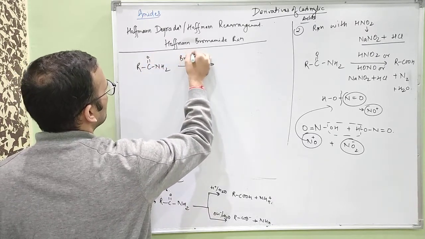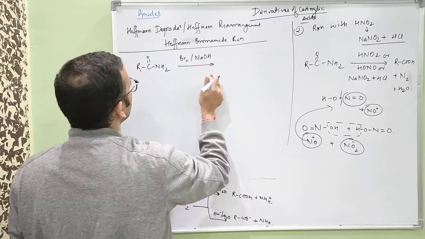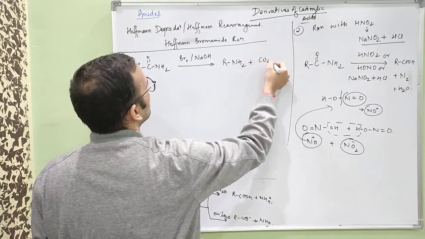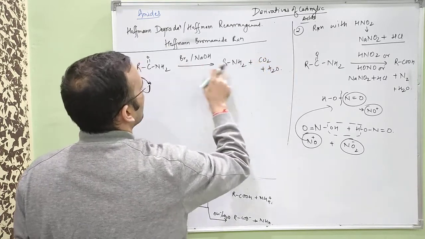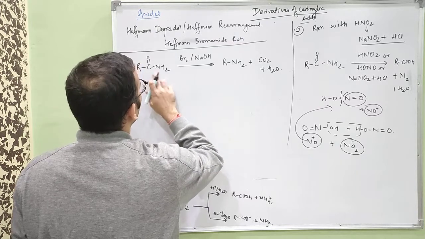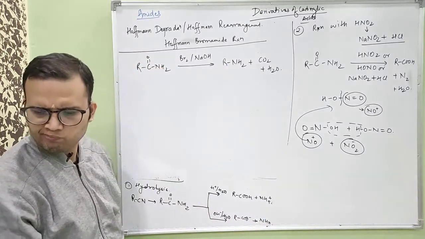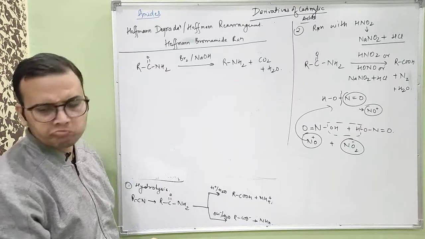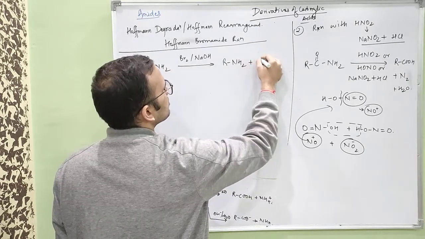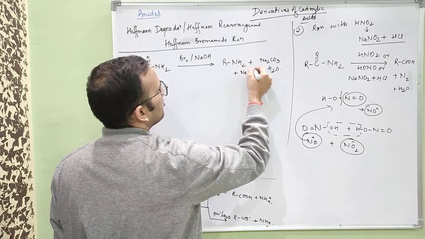is reacted with Br2 in the presence of NaOH or KOH, any of the two bases, and these have to be cold. Okay, so we get RNH2 plus CO2 plus H2O. Just wait a minute. Br2 and KOH. Okay, no, not CO2. Because NaOH is there, we will get Na2CO3 instead of this, and NaBr. This is what we get.